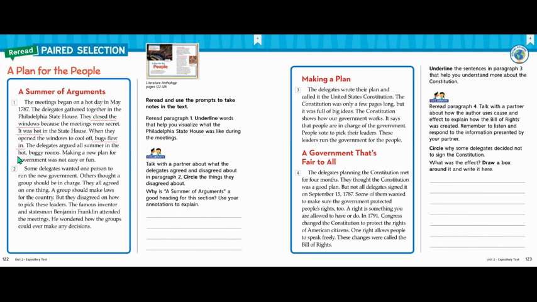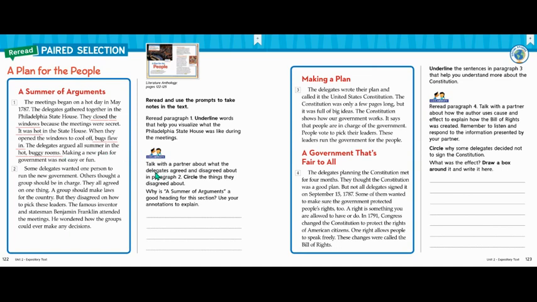So then the author mentions down here again that it was a hot, buggy room. So I'm going to underline these words, hot, buggy room, because the author is really trying to make it known that this was kind of a gross feeling kind of atmosphere. So I'm really seeing the struggle that they have endured while they're in this room trying to make all these important decisions.